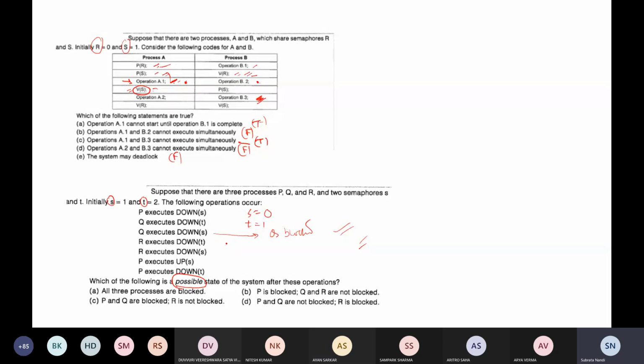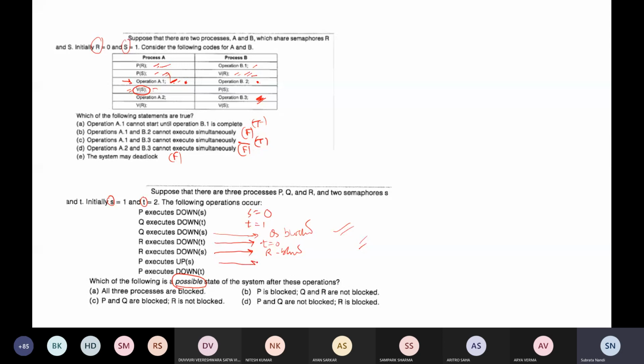They are asking whether it will be blocked or not. Then R executes down T. What is going to happen? T is decremented further to 0. There is no blocking because it was signaled. There is still some free resource, and down of T makes it 0, and R escapes the blocking. And then R executes down S. Down S means what will be the fate of R? R will be blocked because S was already 0 for Q also, so it will be blocked.